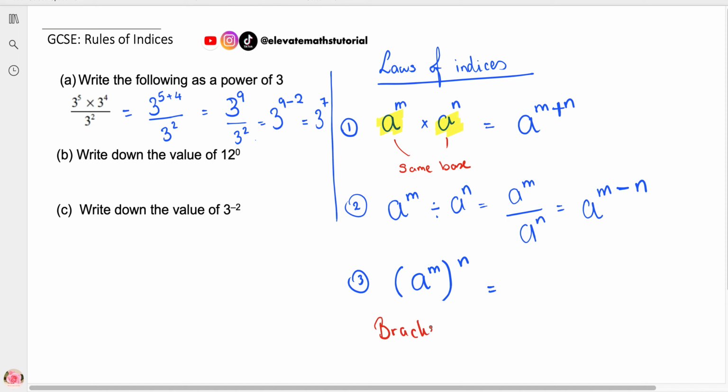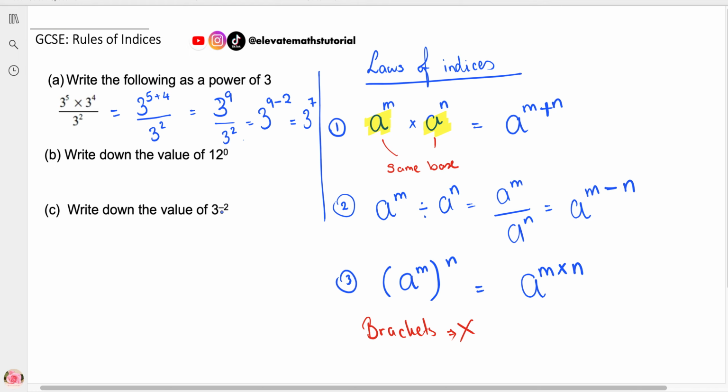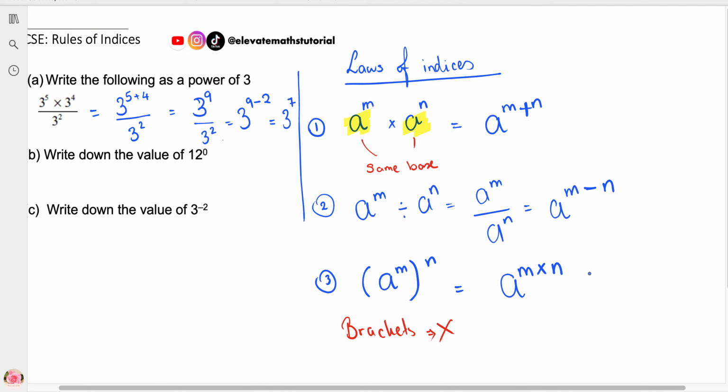So brackets means times, which means we're going to take these powers and times them. So a to the power of m times n. That's the third rule of index law. And the last one I want to go through before we answer these two, those are advanced laws of indices that you need to know, is this law here.